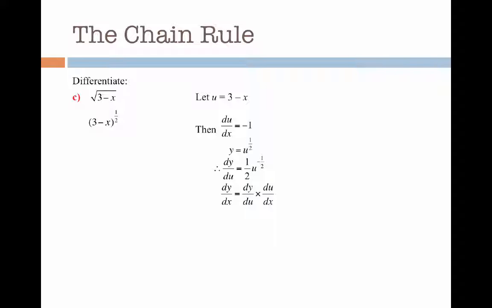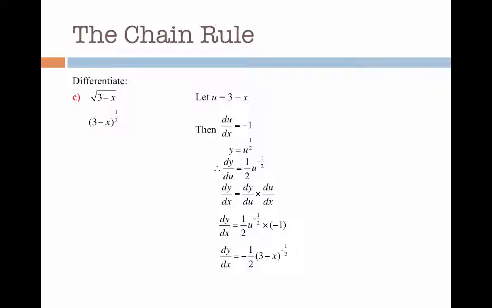Now we use our chain rule. Our chain rule says that our derivative, what we're trying to look for, is going to be a half u to the power of minus a half times minus 1. This can be simply put as a minus a half times 3 minus x to the power of negative a half.